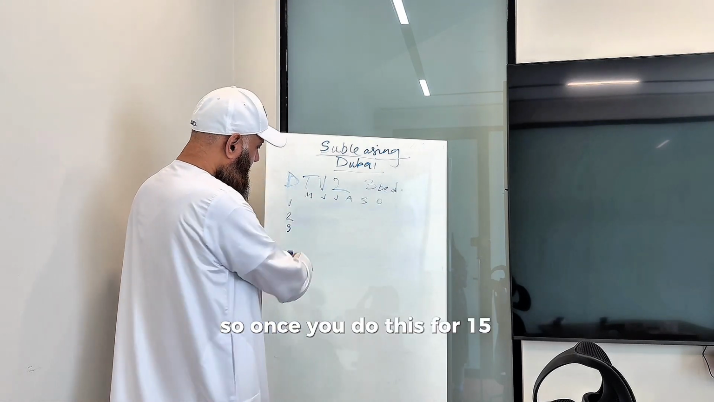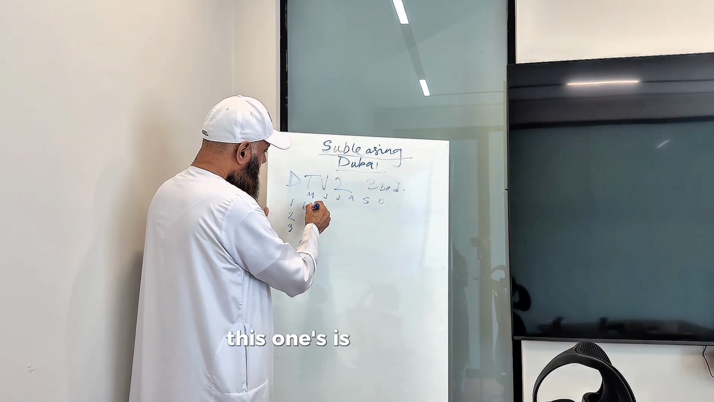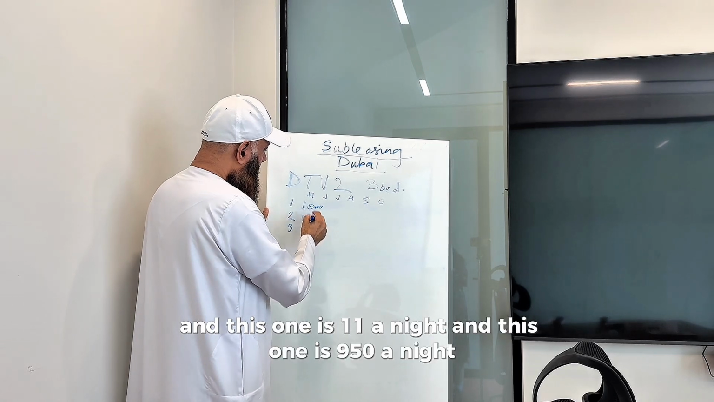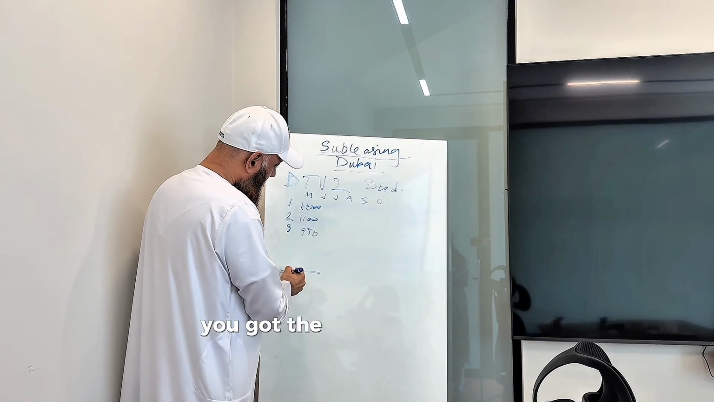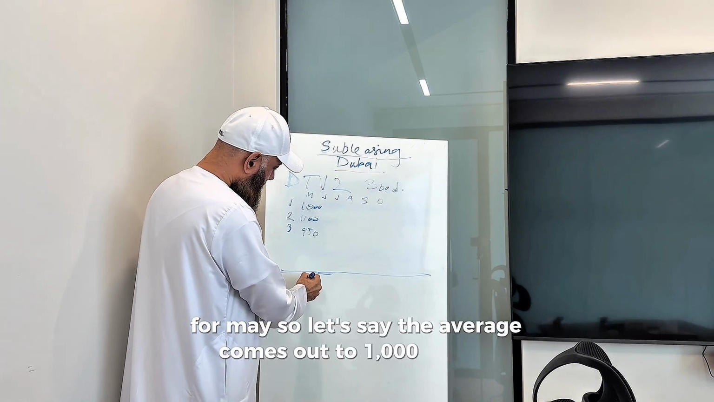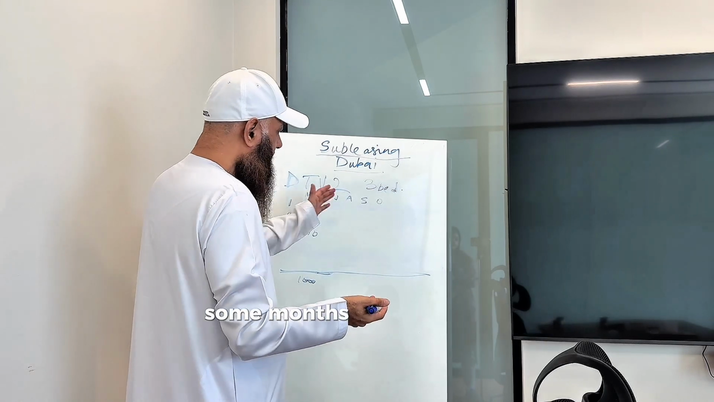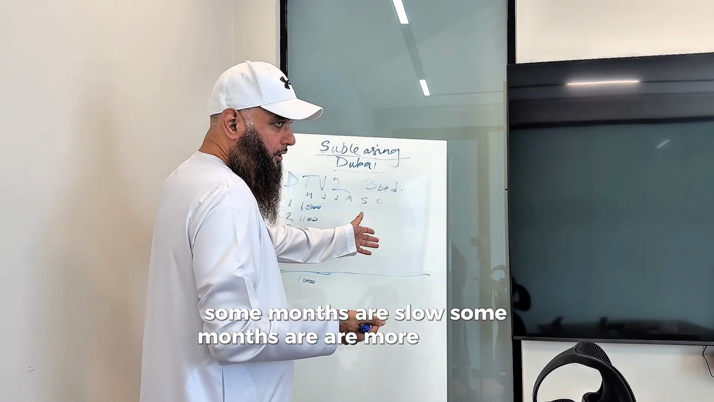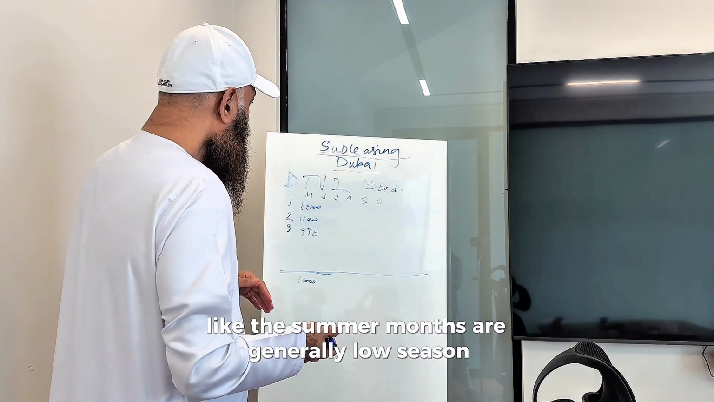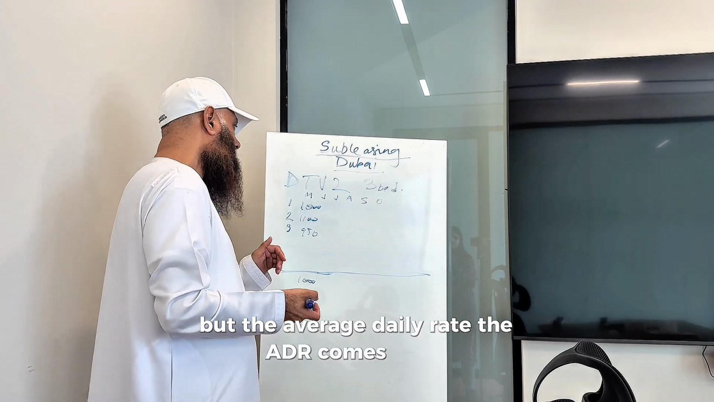So once you do this for 15 properties and you start to understand that this one's is 1,000 a night and this one is 1,100 a night and this one is 950 a night, and you go down and at the bottom you've got the average of all the units for May. So let's say the average comes out to 1,000 a night. And you do this for every month because every month is different. Some months are slow, some months are more, bringing more income. Like the summer months are generally low season. The occupancy remains quite high, but the average daily rate, the ADR, comes down.